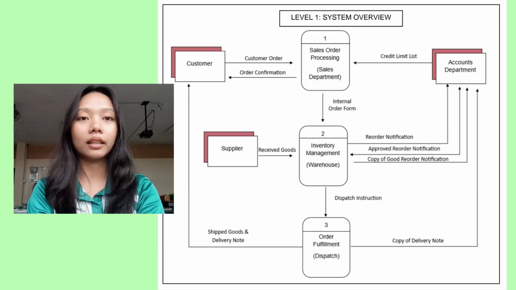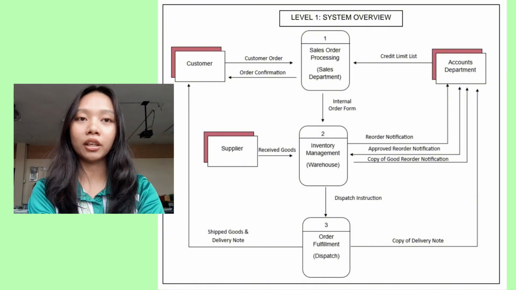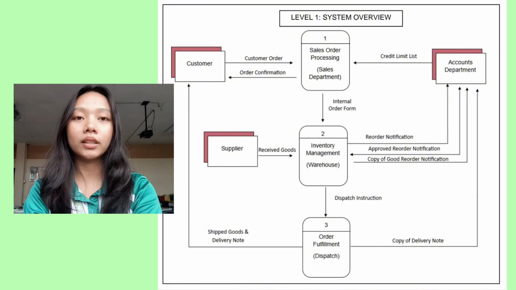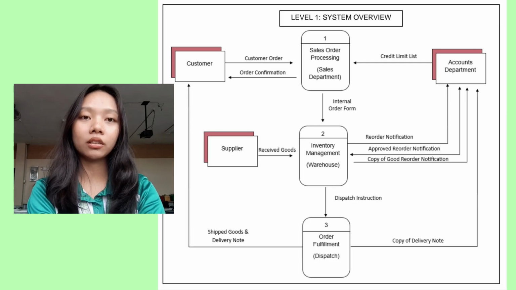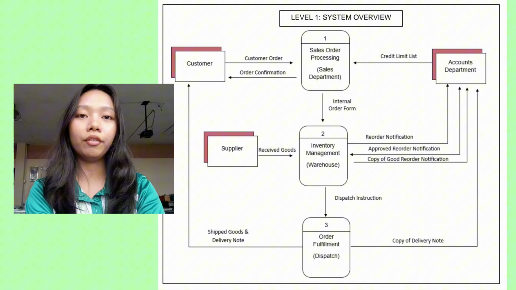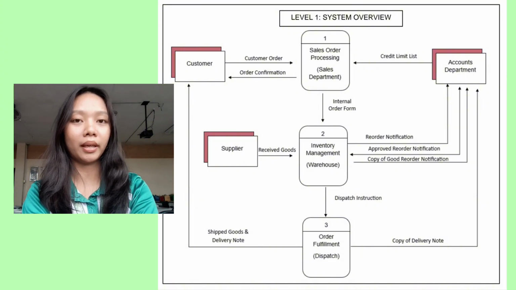Dispatch 3 receives the dispatch instruction from the warehouse. Based on the instruction, they gather and package the ordered goods. Once the goods are prepared, dispatch creates a delivery note. The goods and the delivery note are sent to the customer as the final step of order fulfillment.